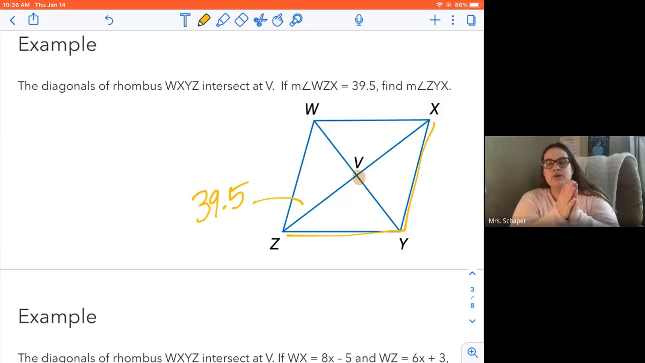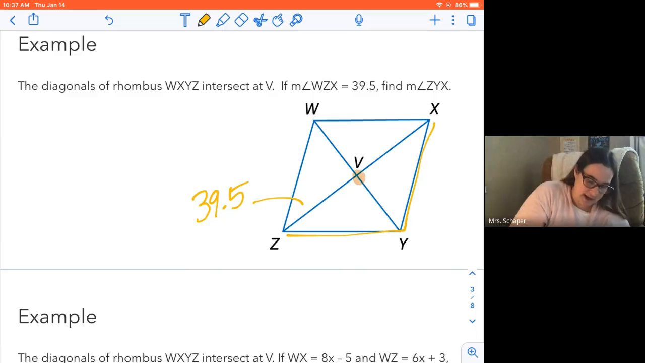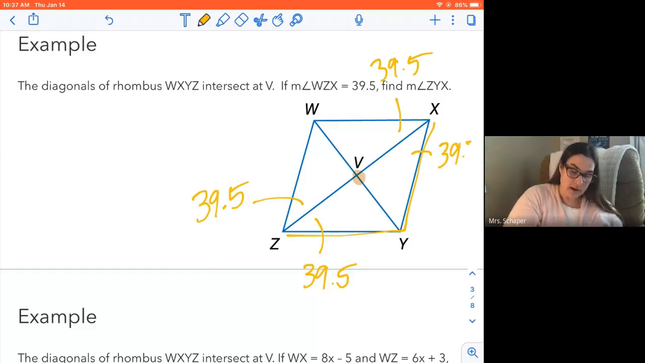We know that in a quadrilateral, there are 360 degrees. We know that in a rhombus, the diagonals bisect opposite angles. We also know that opposite angles are congruent. So we can use all of that information to solve for the measurement of ZYX. If WZX is 39.5, so is XZY. And actually, so is WXZ, as is YXZ. Okay, so now I have four angles that are 39.5.